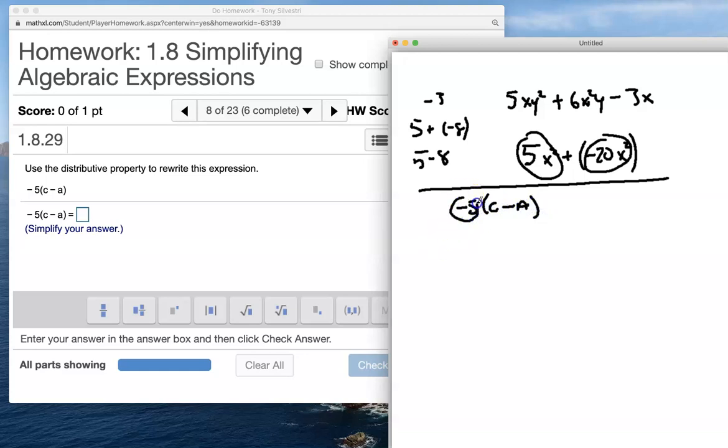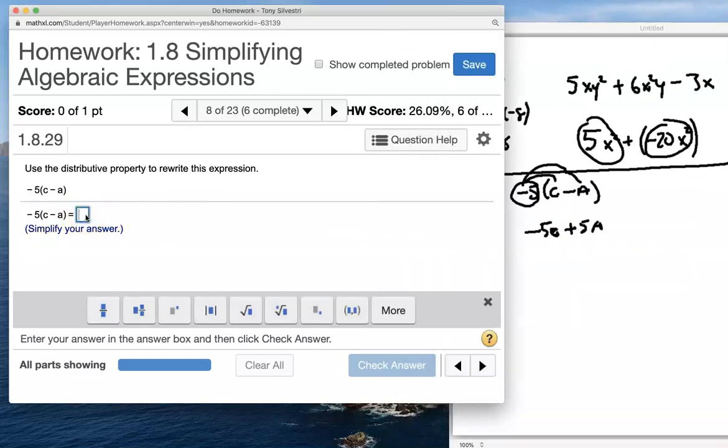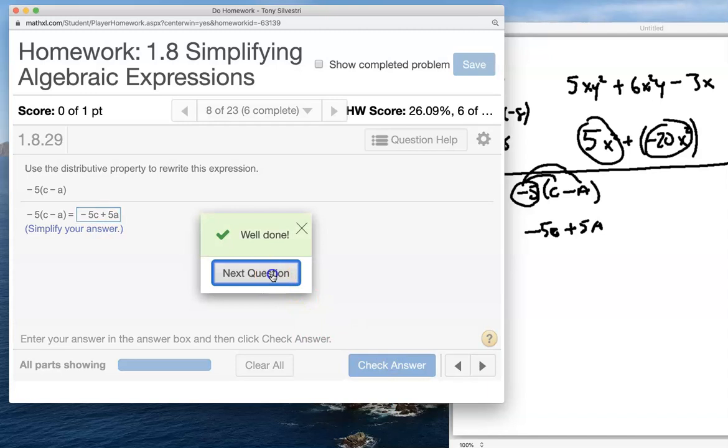Okay, so minus 5c, minus 5 times negative a. Minus 5 times negative a is plus 5a. So I'm going to write down negative 5c plus 5a. And that should be the end. You can't simplify this either. These aren't like terms. I was hoping to get one with some like terms in it.